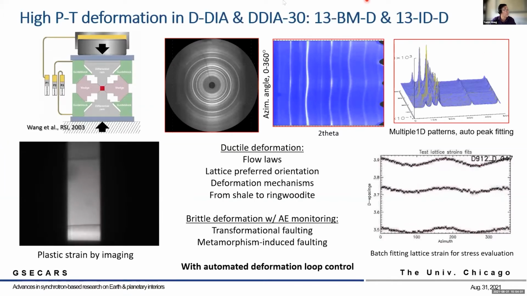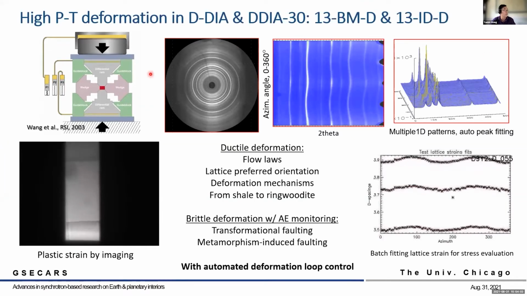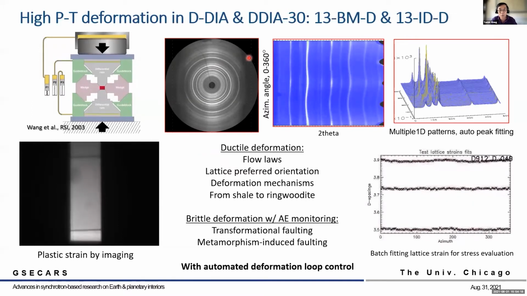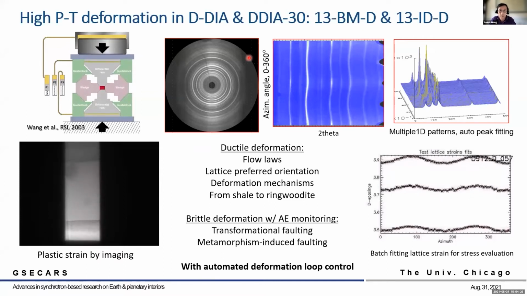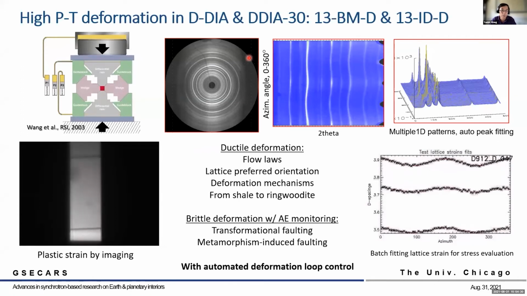Don has described the D-DIA very well, so I won't spend so much time on this. The difference between our D-DIA setup and that at sector 6 and at NSLS-II is that we use monochromatic diffraction with the area detector. We have two D-DIA systems. We use them depending on the sample size. Samples up to about half an inch in length can be studied.